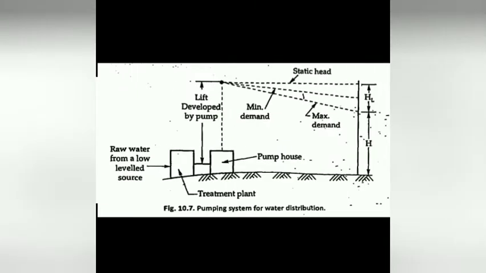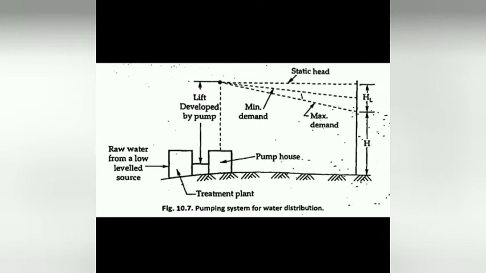Next method, in this figure we can see, this is the next method wherein pumping is used. So in the pumping system, we can see and understand the figure. Raw water from a low level source is brought out here, and this is a pump house, and this is a treatment plant, and this is the lift developed by the pump. So it is brought up to this level and then it is supplied. A good head of the water is available in this case.